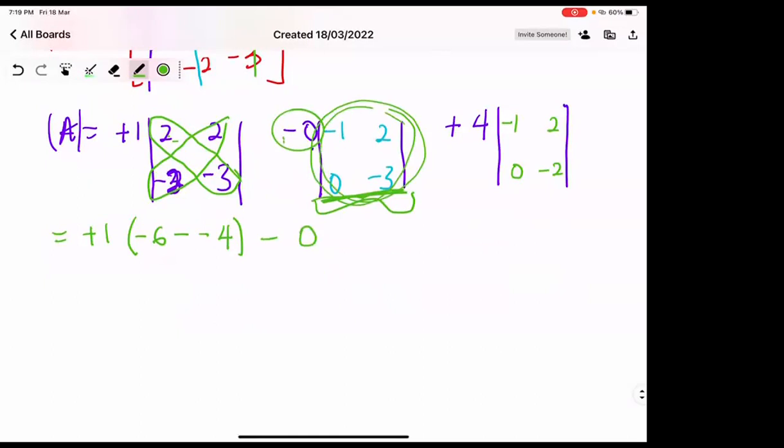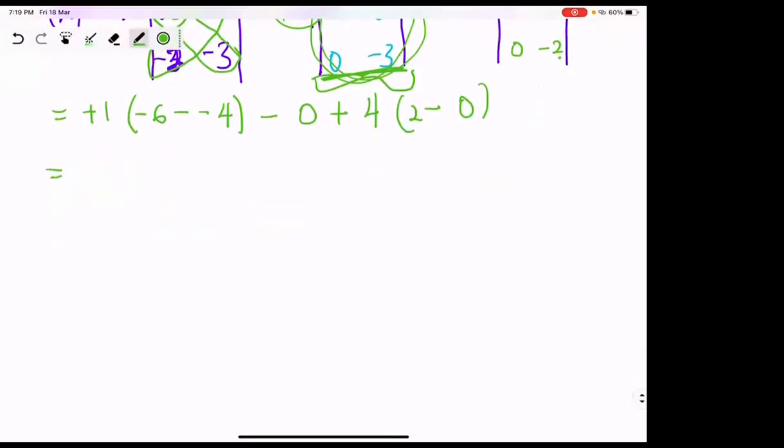So I'll have minus 0 here, then plus 4, determinant of the last 2 by 2 minor matrix, we have minus 1 times minus 2, that is positive 2, minus 2 times 0, that is 0.